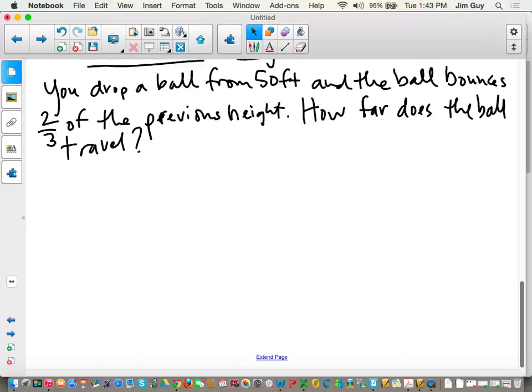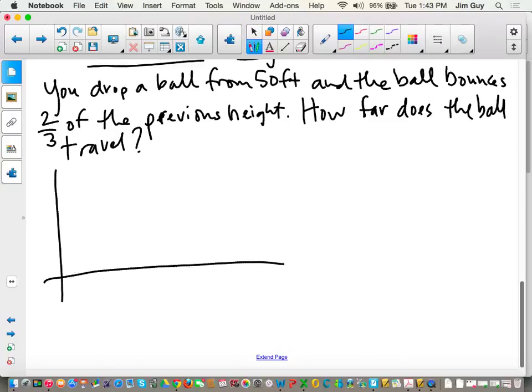So here's what's going on. We have this ball. We drop it from 50 feet, and it starts bouncing. It always goes up 2/3 of whatever that previous height was. And it's a geometric situation because every single time is 2/3. So we're going to write a geometric series to be able to calculate this.